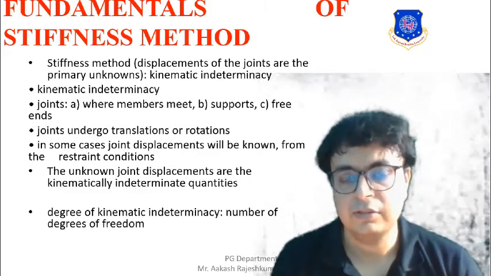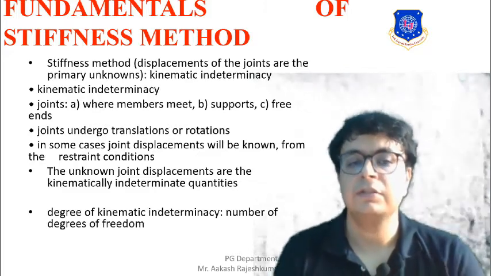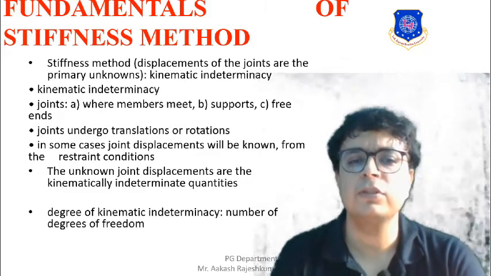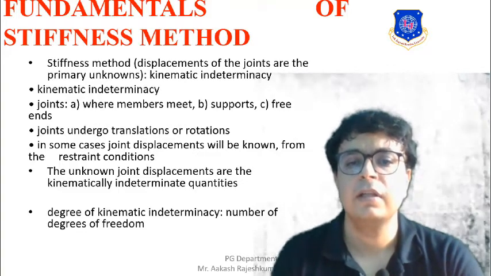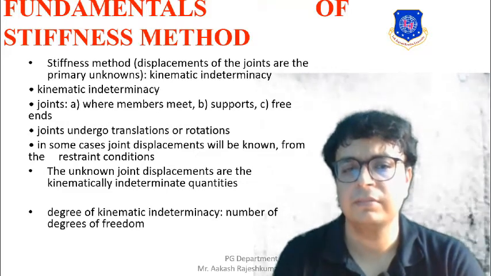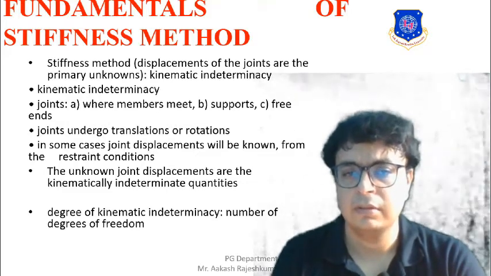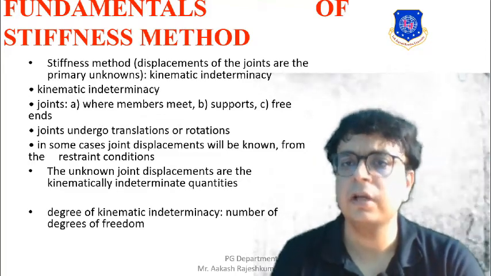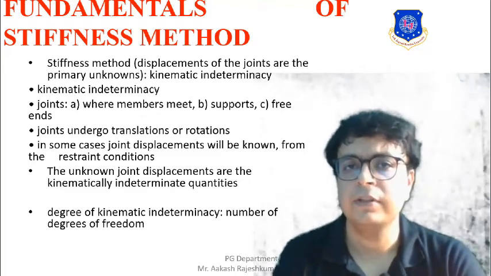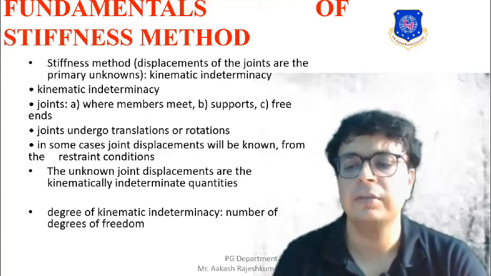So it will not be a joint, but it can have, you can say, a degree of freedom. The unknown joint displacement or kinematic indeterminacy quantities, like kinematic indeterminacy and number of degrees of freedom. Okay, so these are all the unknowns. The indeterminate quantities will be the unknowns, and the number of kinematic indeterminacy will be nothing but the degree of freedom.